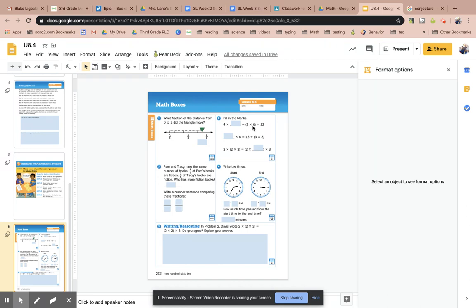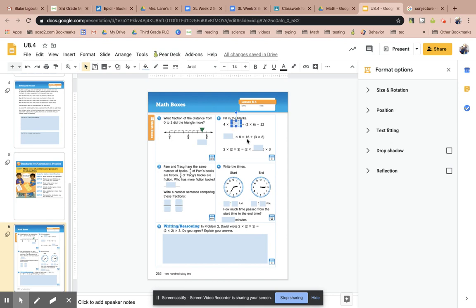2 times 6 is 12. Plus another 12 gets you to 24. Okay, 24 is equal to 4 times what? So 4 times what makes 24? So both of these sides need to be equal to each other. Okay, so solve for the side first and then figure out how you can get 24 over here.